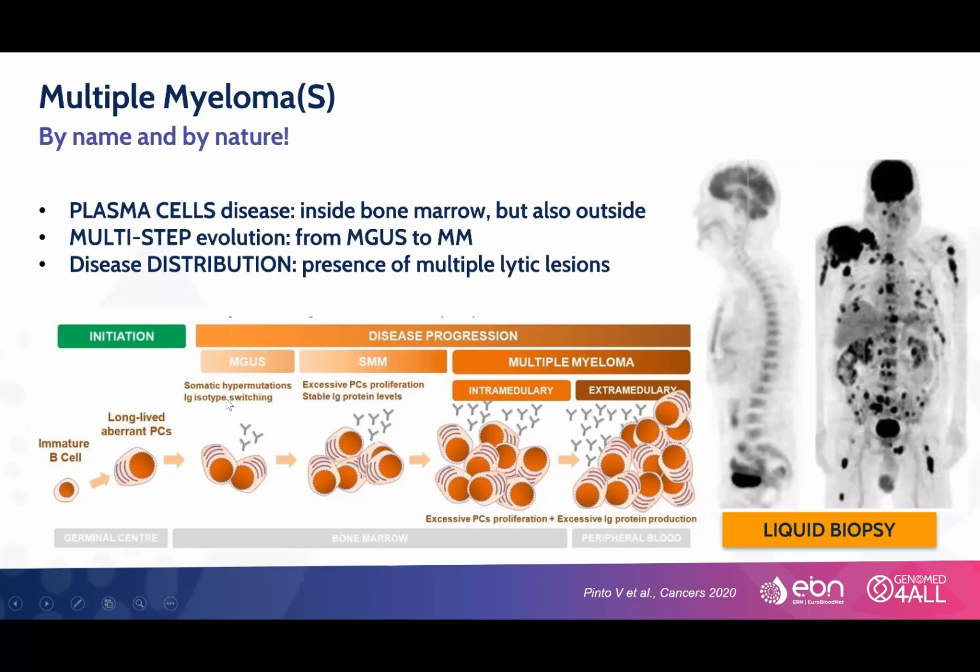It is a disease that evolves through a multi-step evolution. It starts from an asymptomatic condition called MGUS, monoclonal gammopathy of undetermined significance, evolves to a preneoplastic condition called smoldering multiple myeloma, and then to multiple myeloma, which is the diagnosed disease, that might later in time diffuse outside the bone marrow in extramedullary disease. As I told you before, the disease distribution is heterogeneous, with the presence of multiple lytic lesions. Due to this characteristic, more recently the introduction of liquid biopsy, so the study of all these circulating markers such as circulating cell-free DNA, plasma cells, and exosomes, might be very useful in order to capture the entire heterogeneity.